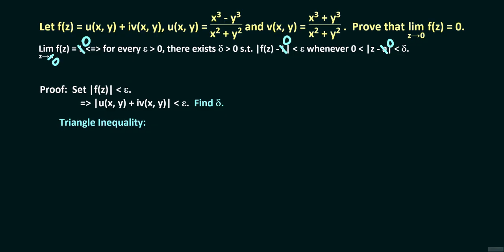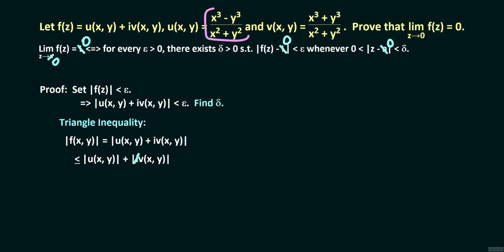The triangle inequality still applies to complex numbers, so that the absolute value of u plus I times v is less than or equal to the absolute value of u plus the absolute value of I times v. The absolute value of I is 1, so that the absolute value of u plus I times v is less than or equal to the absolute value of u plus the absolute value of v. We replace u and v by their respective definitions, and find that f is less than or equal to this sum of absolute values.